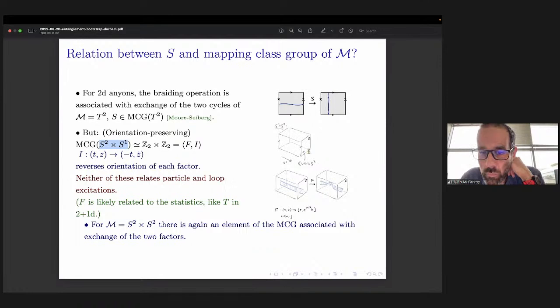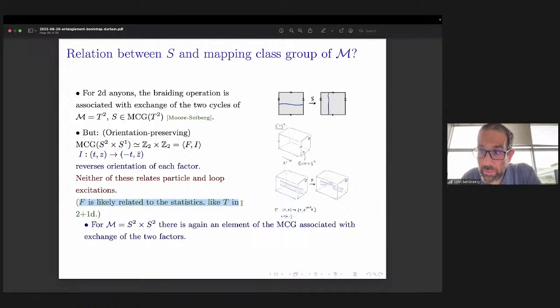I've drawn it as the projective plane, and here's the circle. The idea is I do a twist where as I move along the circle, I rotate the sphere by 2 pi. I do a 2 pi rotation. So that's the whole mapping class group. And nothing there involves something that exchanges the circle and the sphere. There's no notion of grading there. This thing is likely related to the statistics instead, something like the T matrix.